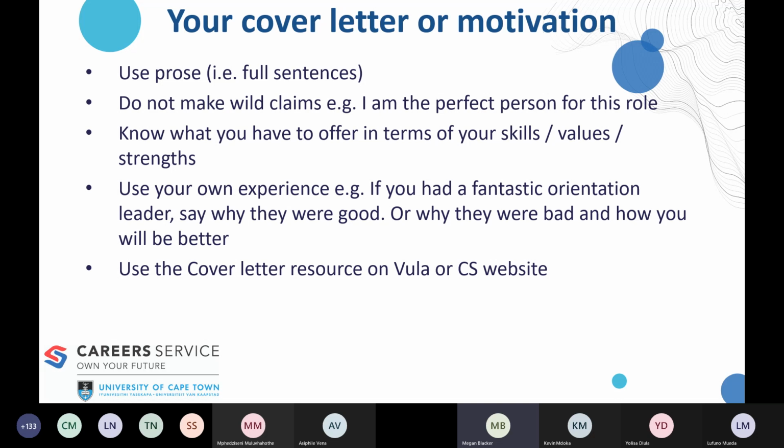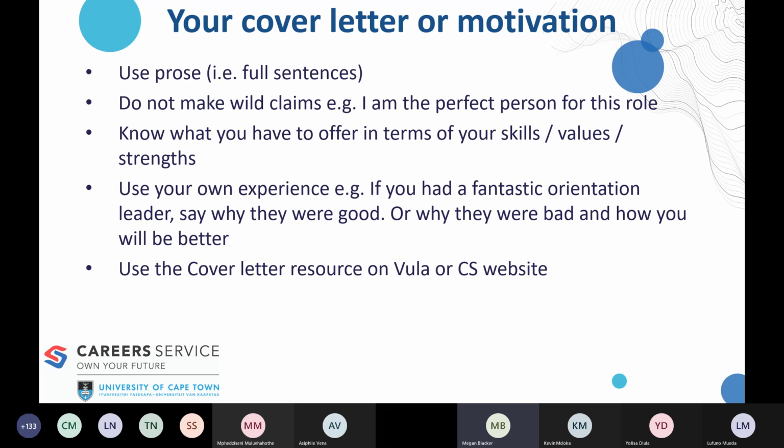Whatever you say has to be justified with evidence or examples of why you are saying what you are saying. You also need to know what you have to offer in terms of your skills, even your values and your strengths, and use your own experiences. So a good example would be if you had a great experience with an orientation leader or even with your mentor, think about what that felt like and what that meant.